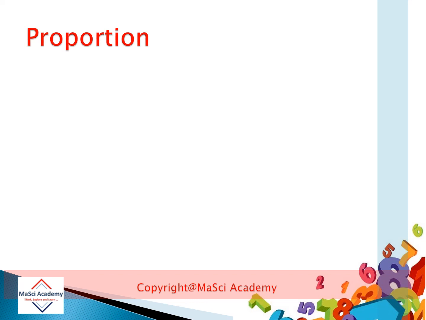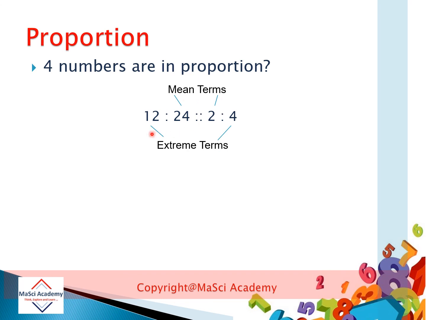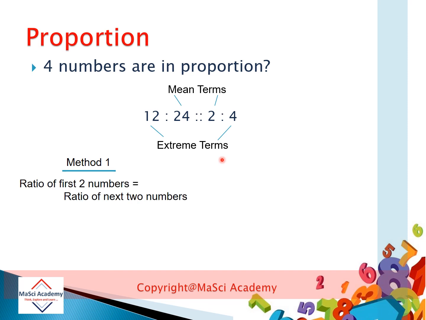So how do we check whether the four given numbers are in proportion or not? For example, 12 is to 24 is as 2 is to 4. The second and the third term are known as mean terms, and the first and the fourth term are known as extreme terms. There are two ways of finding whether these numbers are in proportion or not. The first method is ratio of the first two numbers is equal to the ratio of the next two numbers. If this is true, then the four numbers are in proportion.